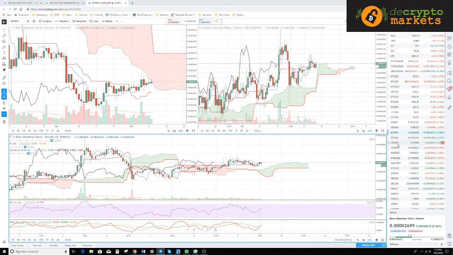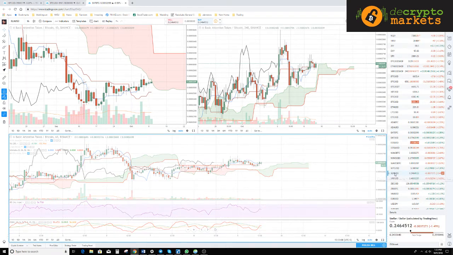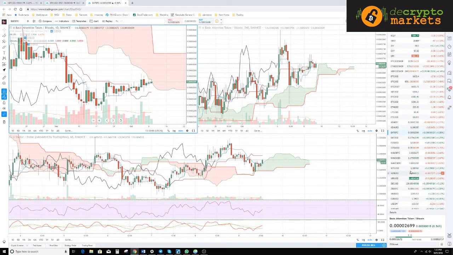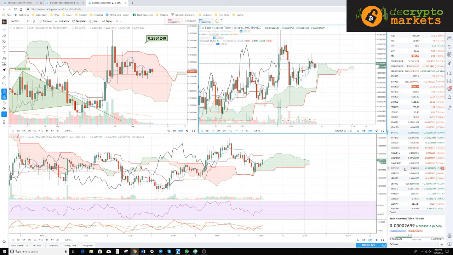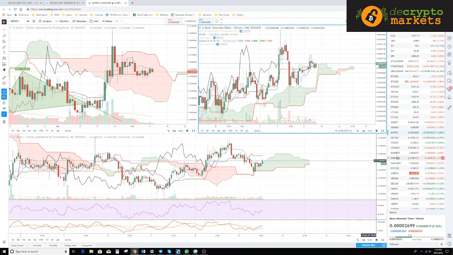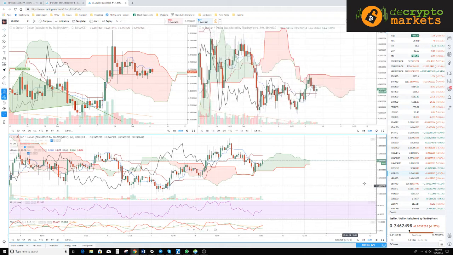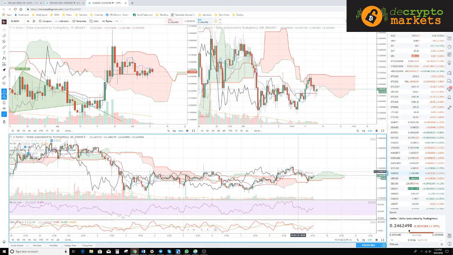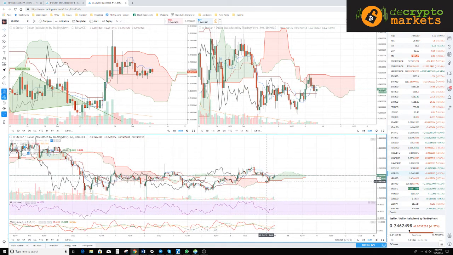Then we've got the XLM, looking at the US dollar pair. Again, on XLM, we've got the daily chart on the top left, the 4-hour chart on the top right, and the bottom chart is the hourly. I usually do the trade entries on the hourly.